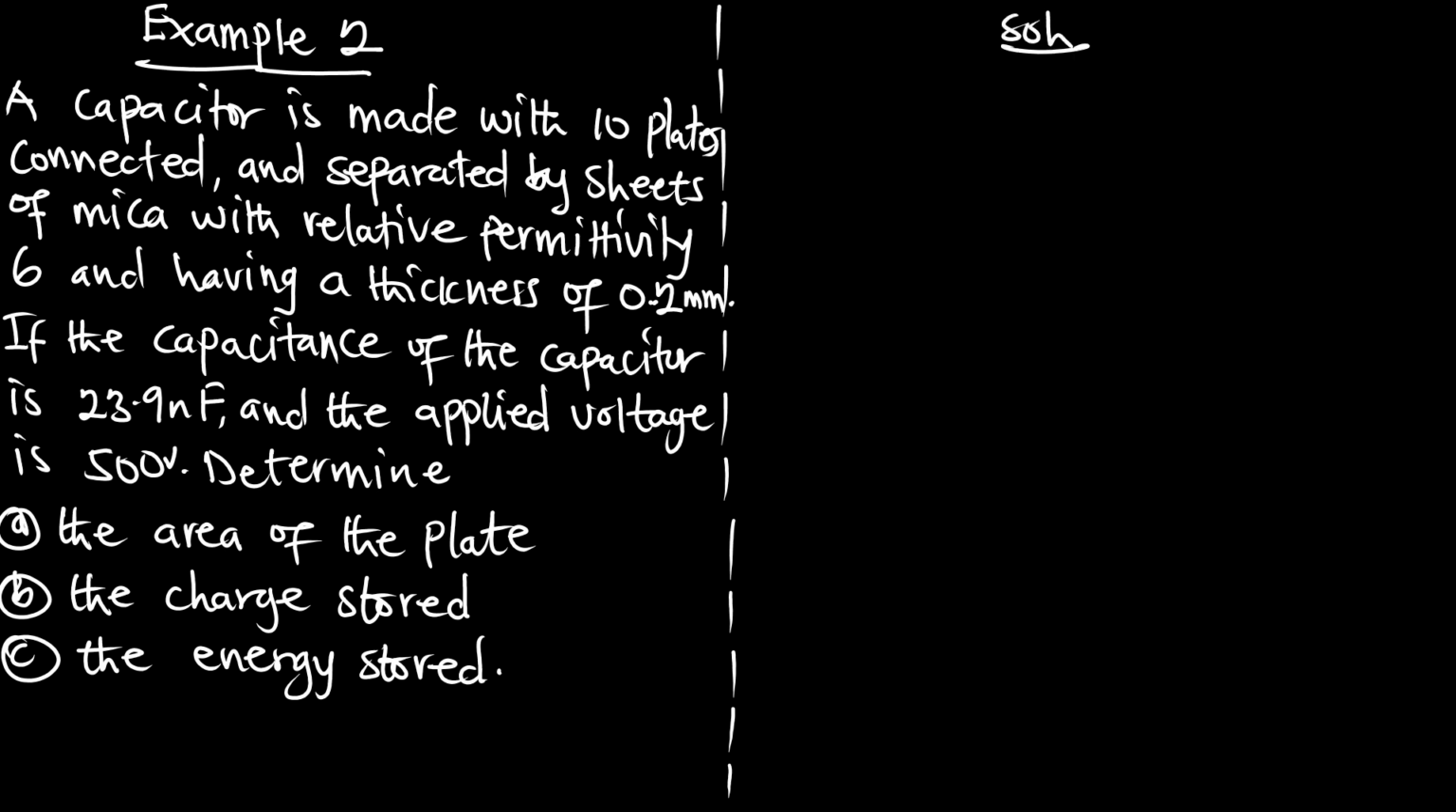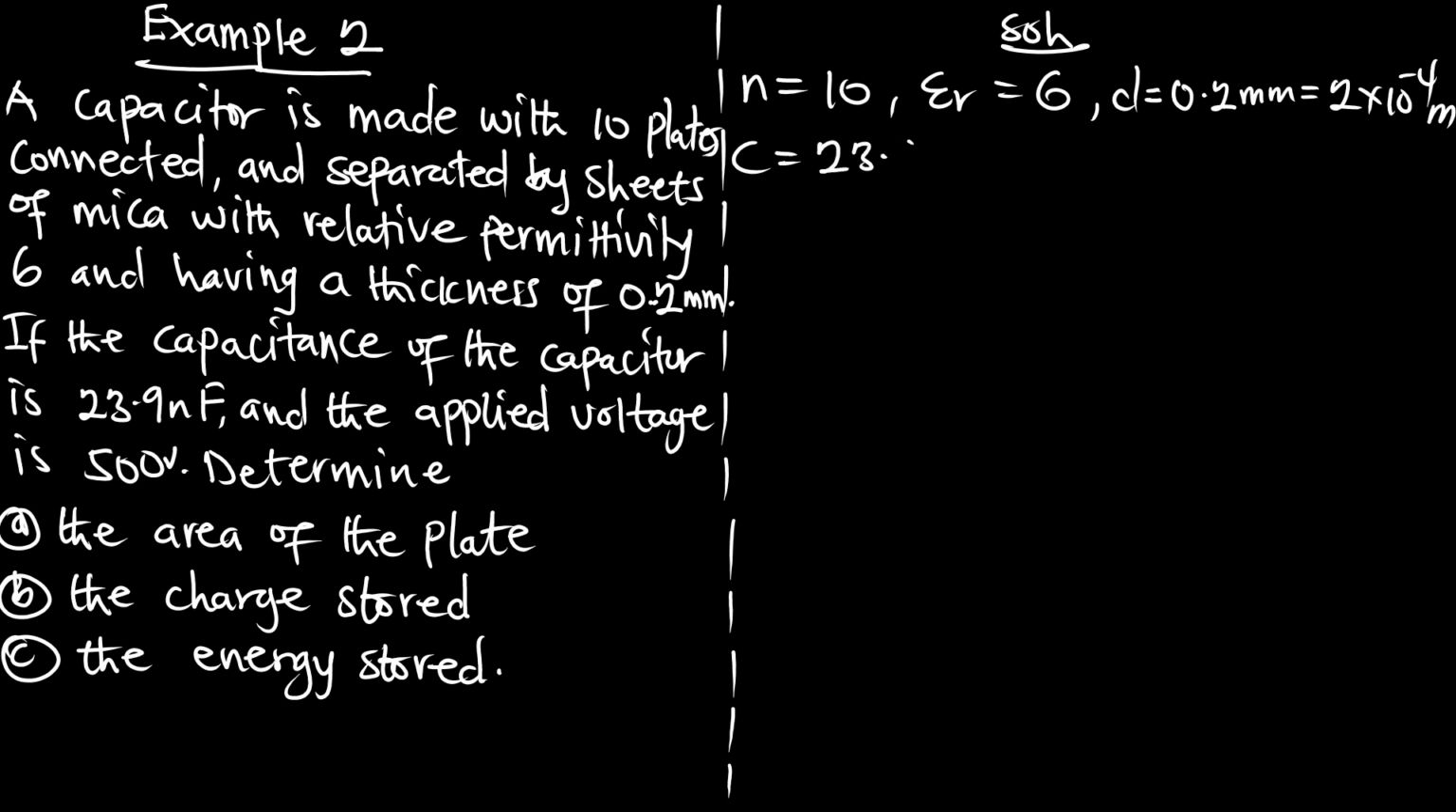So straight away, let's find our parameters. We have the number of plates to be equal to what? 10. And we have the relative permittivity of the mica to be what? 6. We also have the thickness of the dielectric to be 0.2 millimeters, and that is going to give us 2 times 10 to the power negative 4 meters. We also have the capacitance of the capacitor to be 23.9. Now, the prefix nano is 10 to the power negative 9 farad. Are we okay? And our voltage is 500.